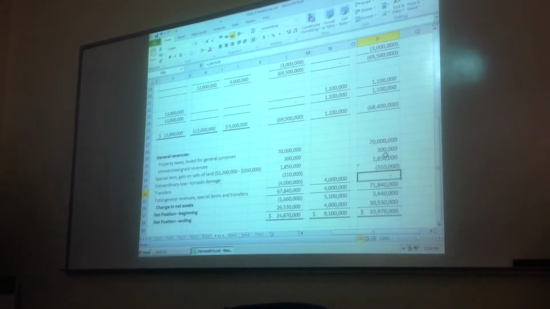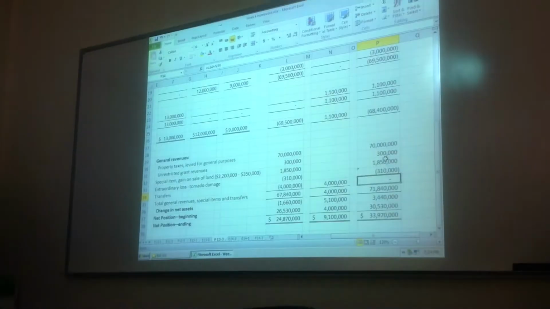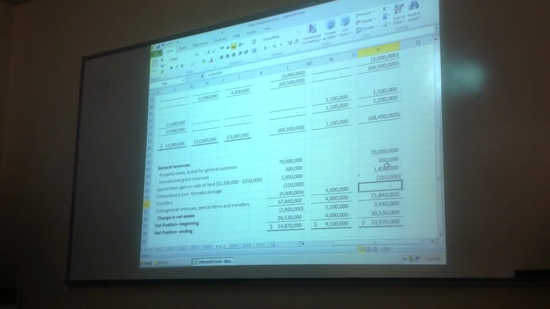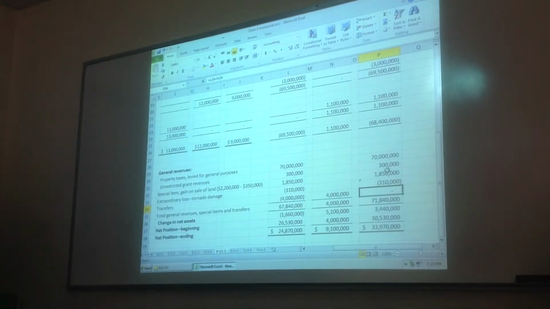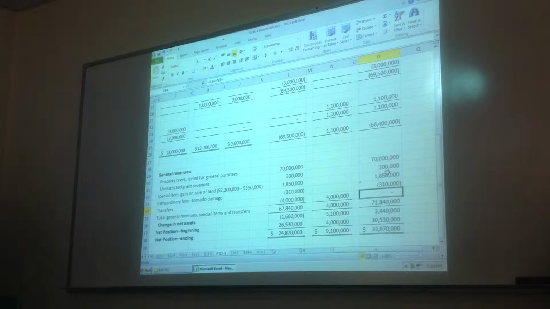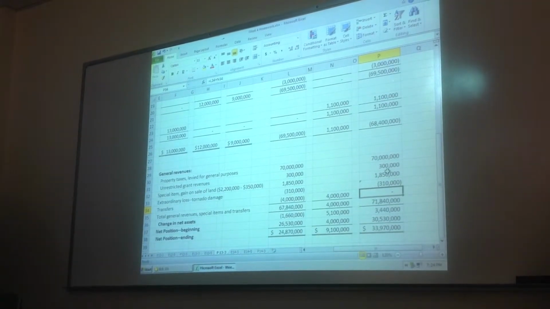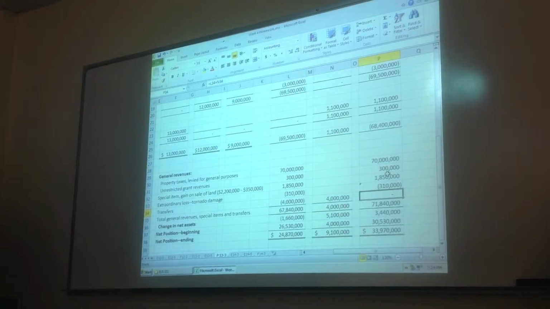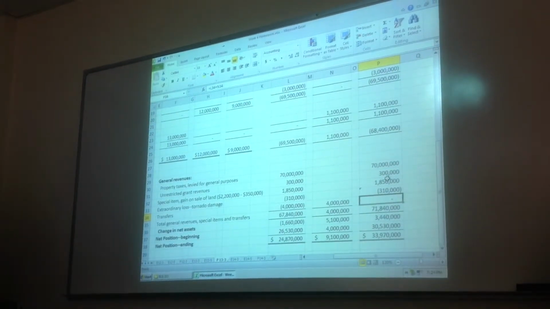Transfer will show up, but it'll show up in both places, negating each other, so that it's zero on the total line. Does that make sense? So every year, if you were to look at Warner's financial statements, you'll see we have interfund transfers, and they always zero out. Okay? We're transferring money from our restricted fund into our general fund, our unrestricted fund, as we call it. Okay.